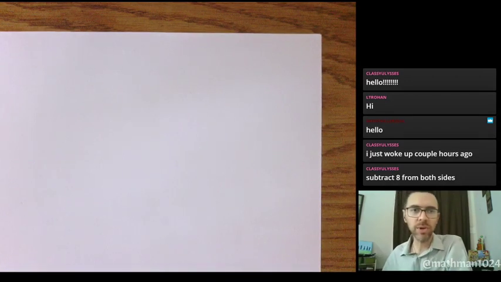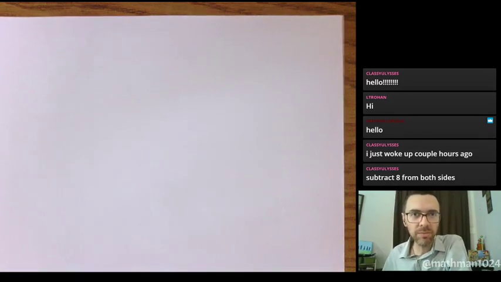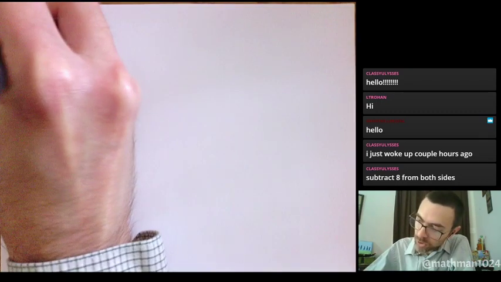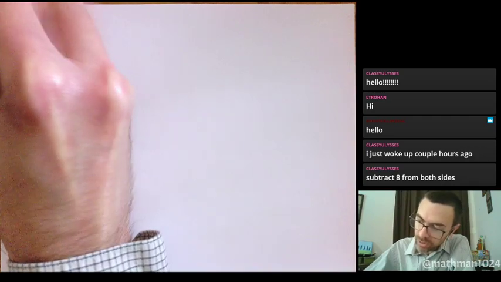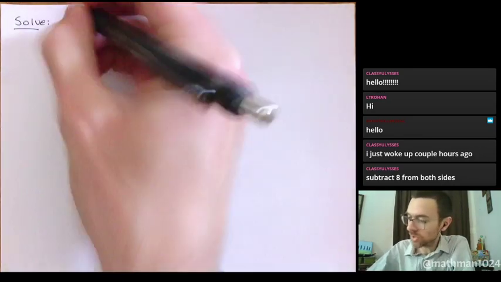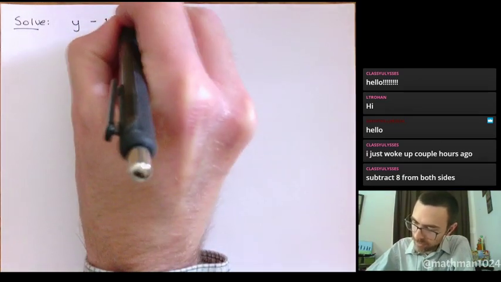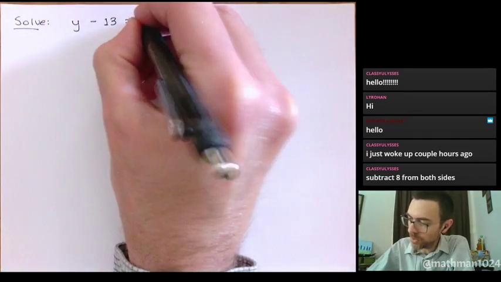So let's do a few more examples. And as we go through this, most of the work is still going to be exactly the same. We're just going to be seeing different numbers. We're going to be reviewing working with signed integers, because I know that's what we love to do. So let's do y minus 13 equals 19.